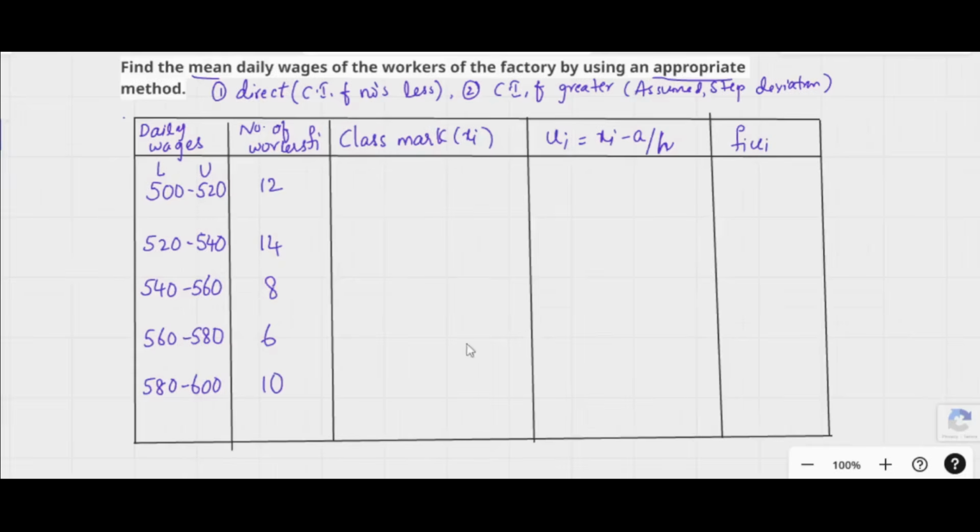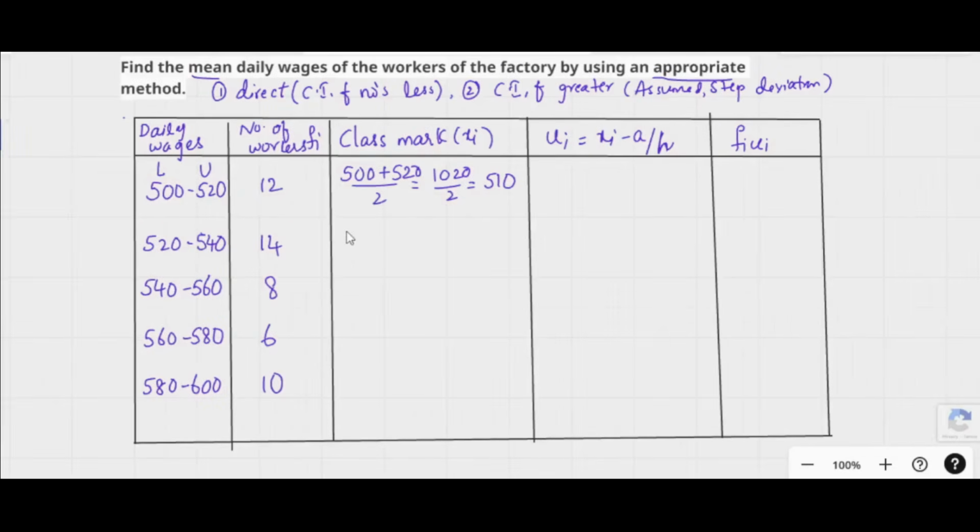This is our tabular column. Now how to find the class mark xi from the lower limit and upper limit of grouped data? Whenever you have lower and upper limits, you add them and divide by 2. So 500 plus 520 divided by 2. 500 plus 500 is 1000, so 1020 by 2 is 510. So my class mark for this frequency 12 is 510.